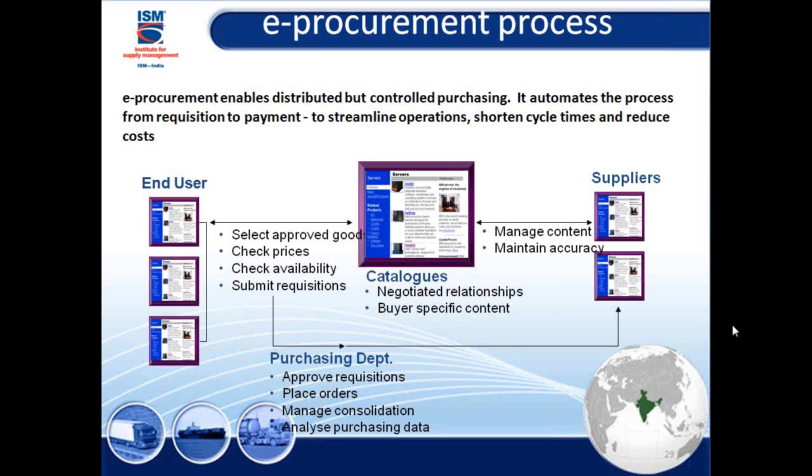End users go online, select the items, check the price, check availability, and submit the requisition. The moment they submit the requisition, it goes to the purchasing department, whose job is to approve the requisitions, place orders, manage consolidation, and analyze purchasing. You can imagine that in this process the procurement part becomes very strategic. They're able to spend some time analyzing the data itself.